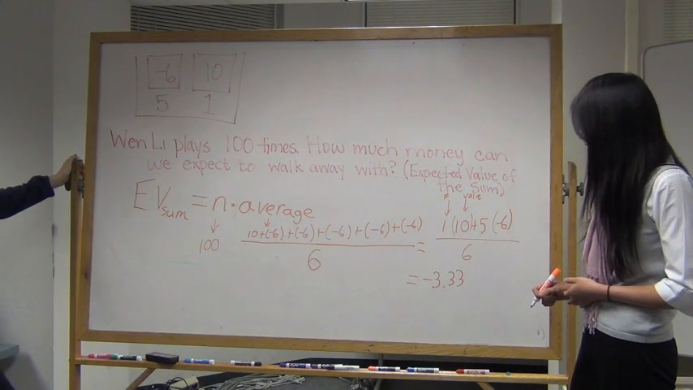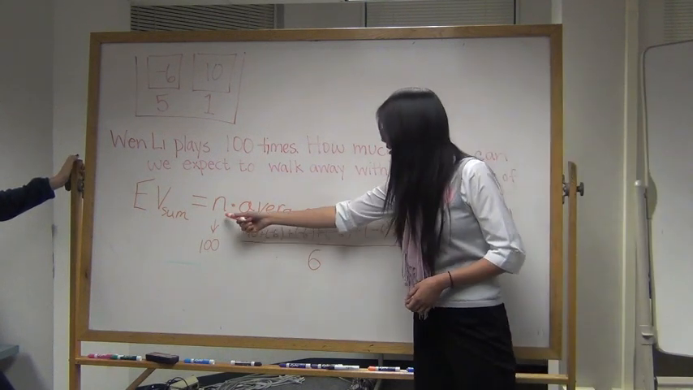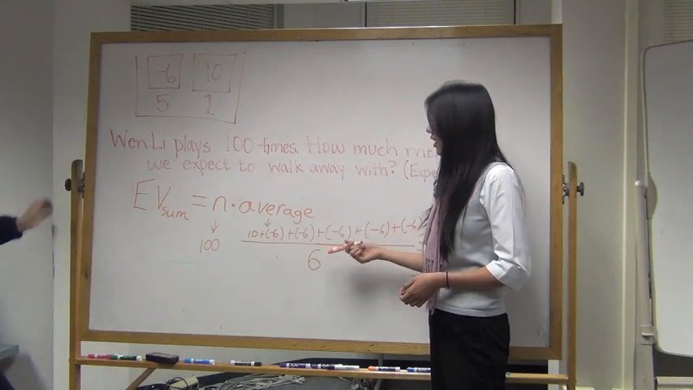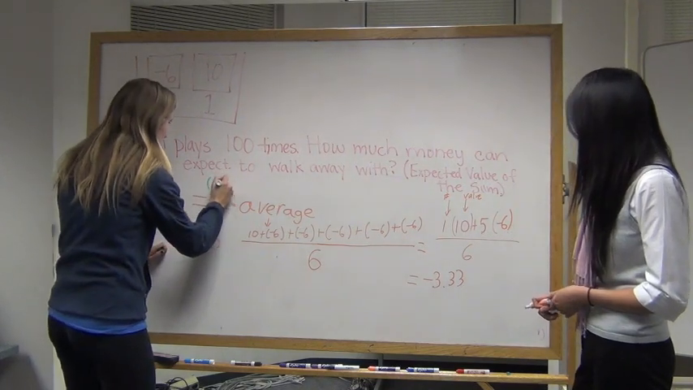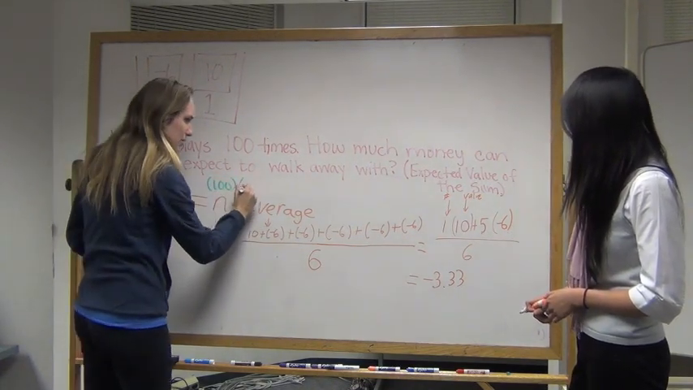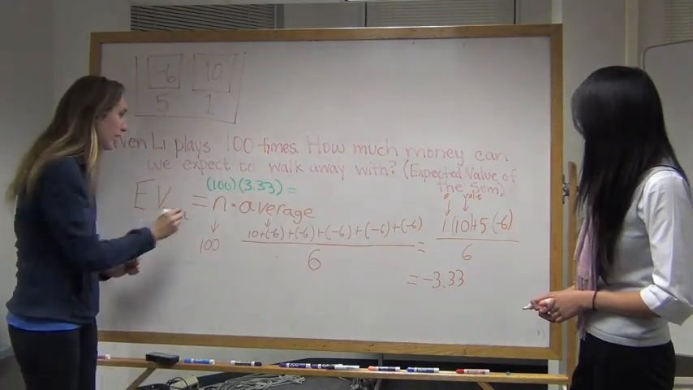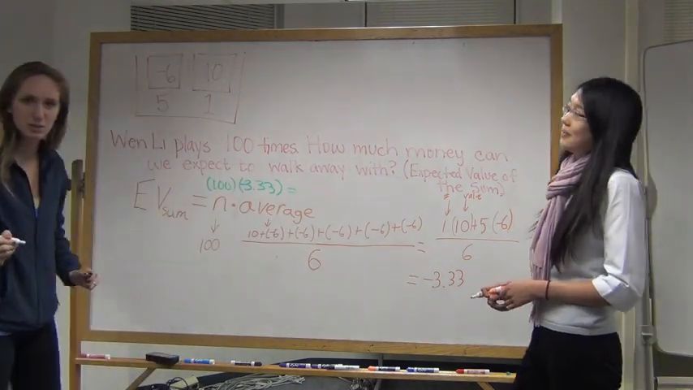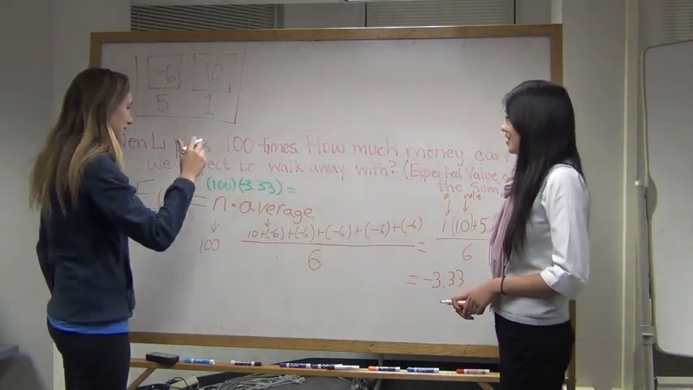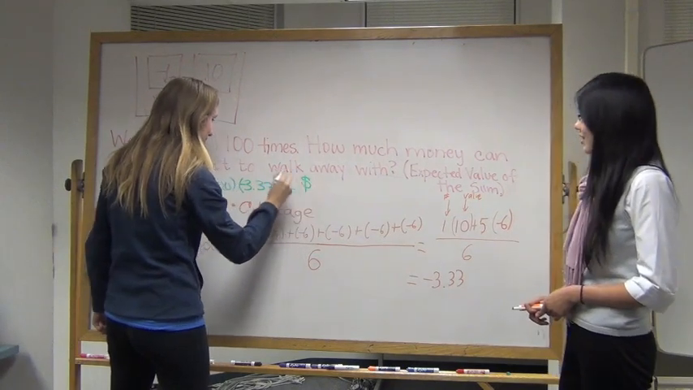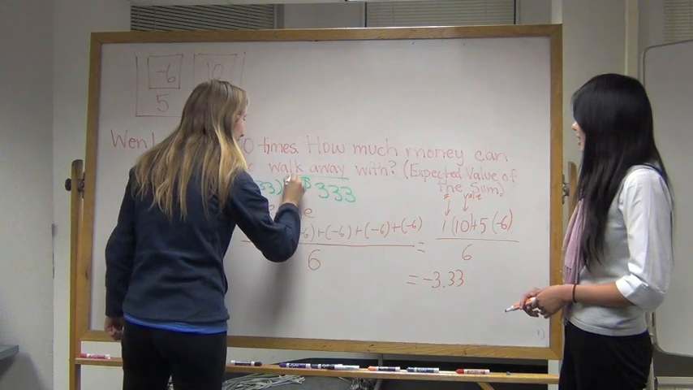Let's get back to where we started. The expected value is just n times the average, right? So we said n was 100, and we calculated our average to be negative 3.33. What a difference in the world. Wouldn't it be nice if it was positive? So what does that turn out to be? It'd be negative $333.